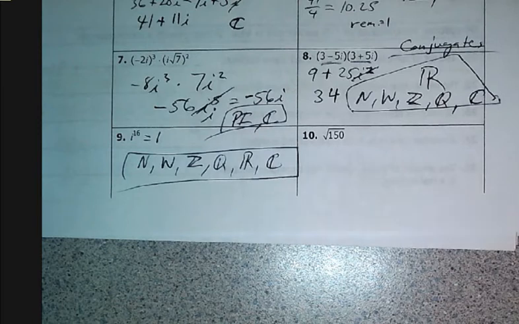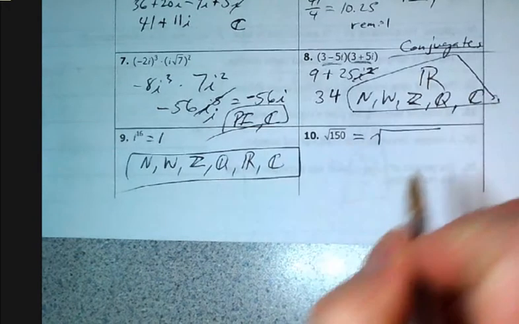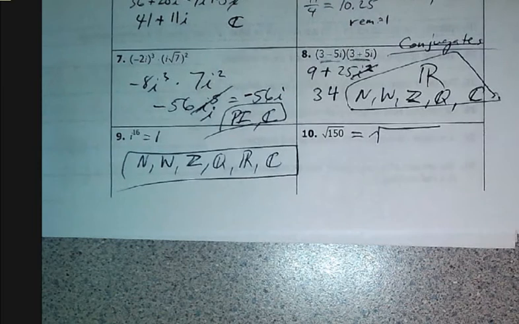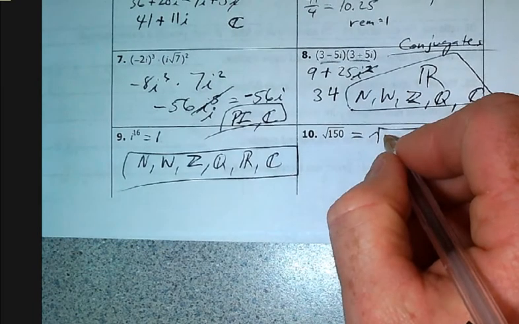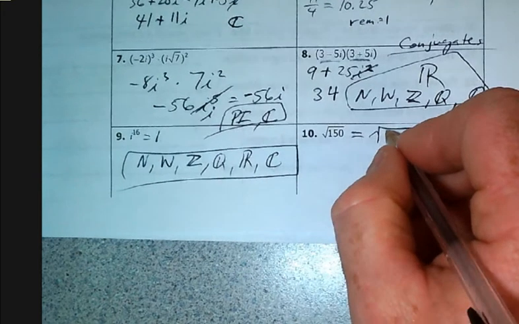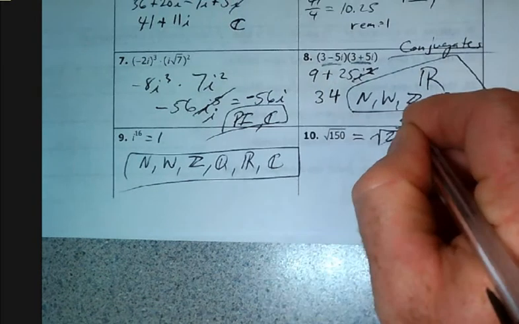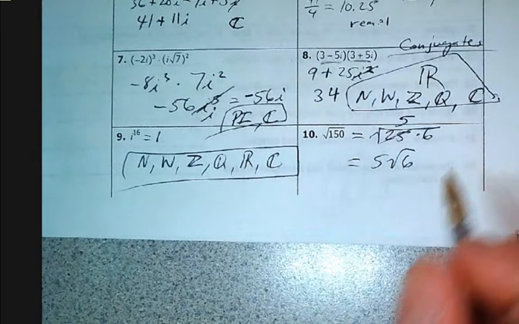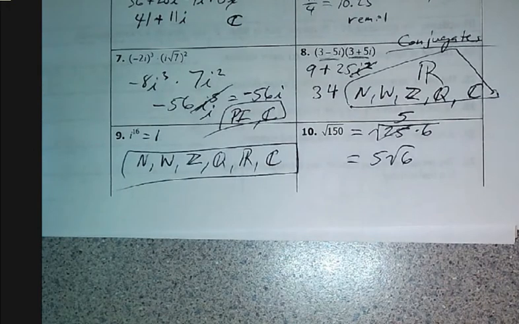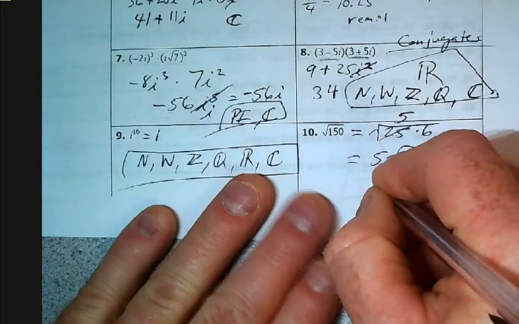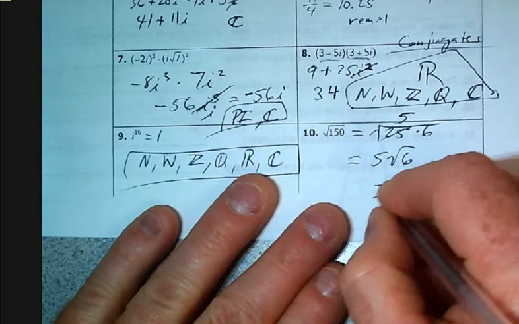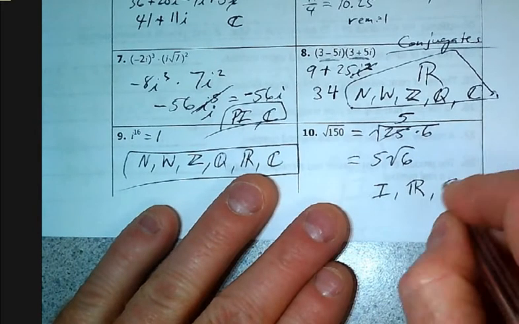Okay? Square root of 150. Alright, what is the largest perfect square factor of 150? You're kind of on the right track. 25. 25 times 6. Root of 25 is? 5. So 5 root 6. Okay, what type of number is this? Is it real? It is real for sure. What else is it? Is it rational? It is not rational. Irrational. So it is irrational. It is real, and it is complex.